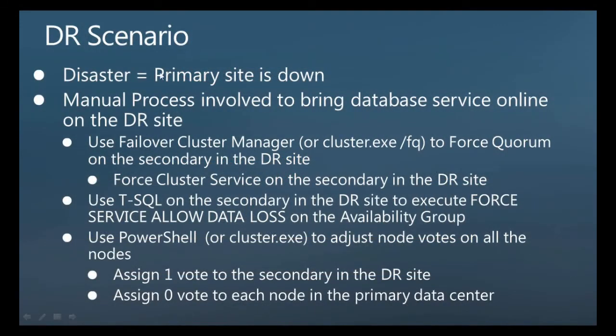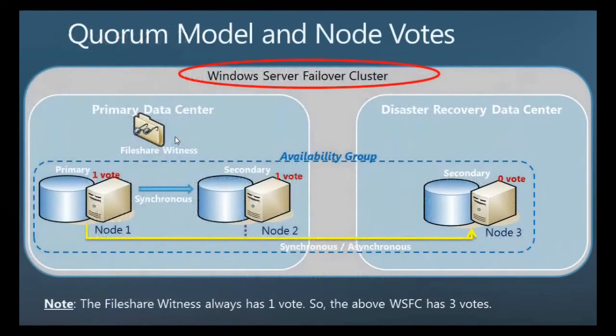So now let's talk about the DR scenario. A DR scenario means there's a disaster happening. The primary side is down, and you need to fail over everything to your DR side. Generally, it involves a manual process. If you go back to the previous slide, you can see that if the whole primary side is down, the whole cluster will lose the quorum, which means there's no quorum to have the DR side come up automatically.